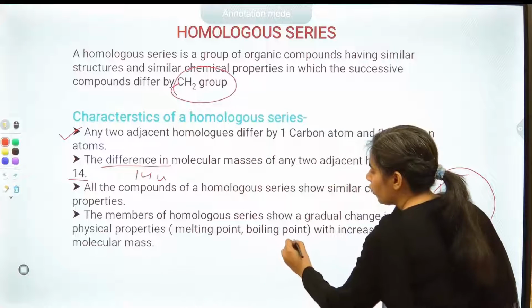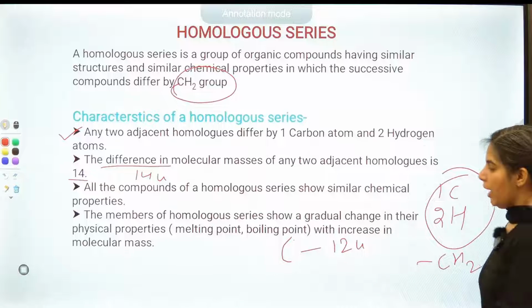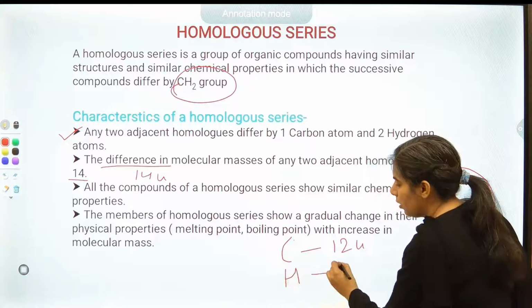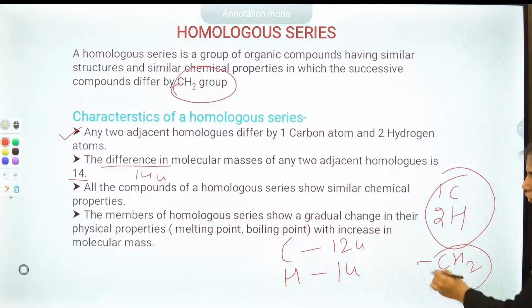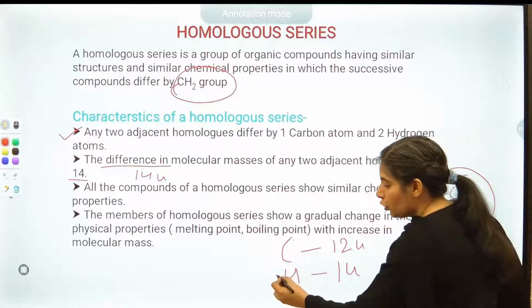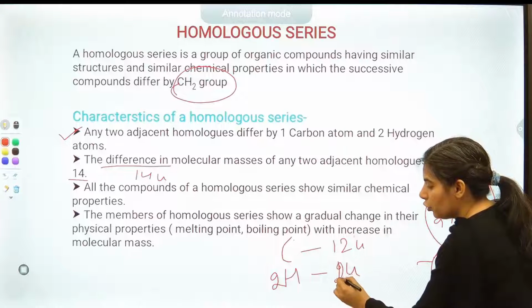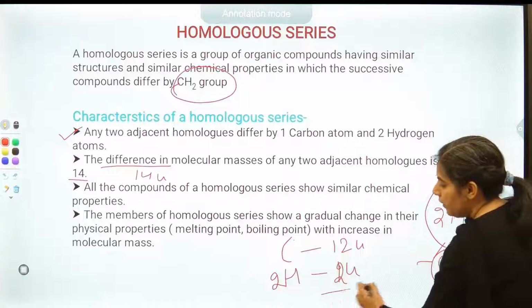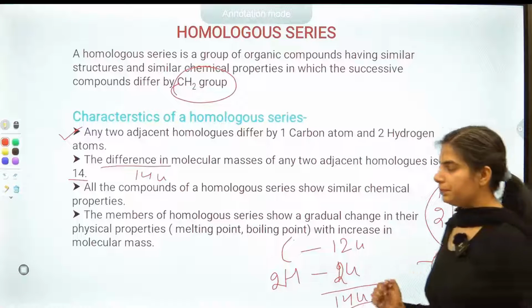We know that for carbon we have molar mass 12 units, and for hydrogen we have molar mass 1 unit, and we have a difference of CH2, 1 carbon and 2 hydrogen. So for that the difference will be 2 units, and collectively the difference will be 14 units.